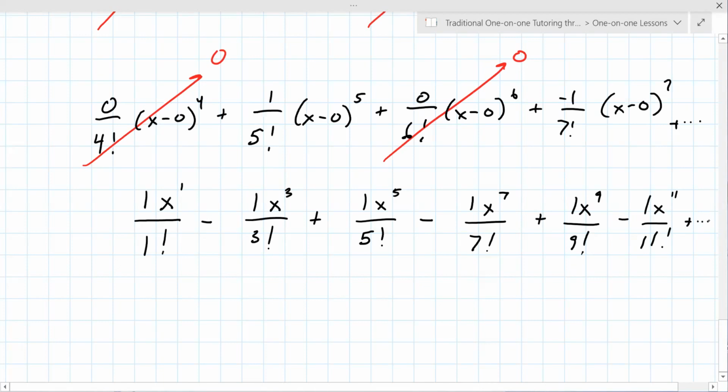Right. Did your instructor graph the Taylor series of sine compared to sine? I don't think so. Let me look. No, there's nothing here in my notes.